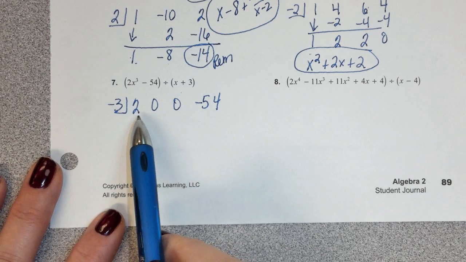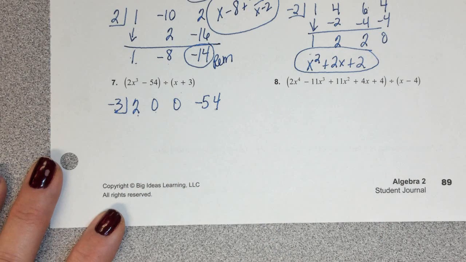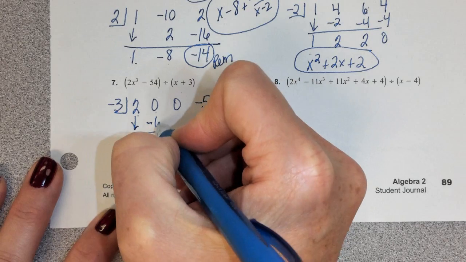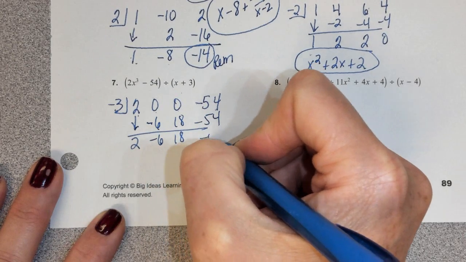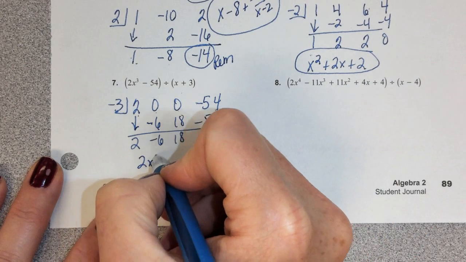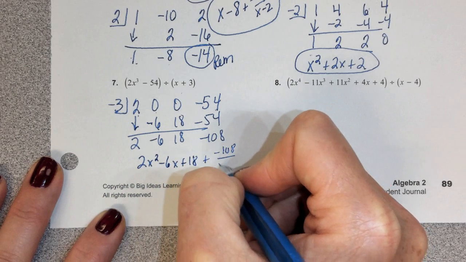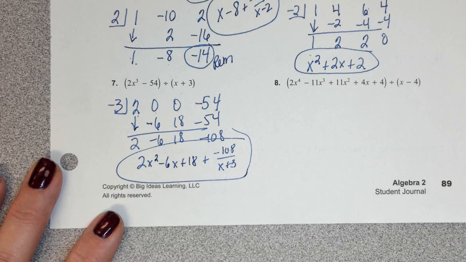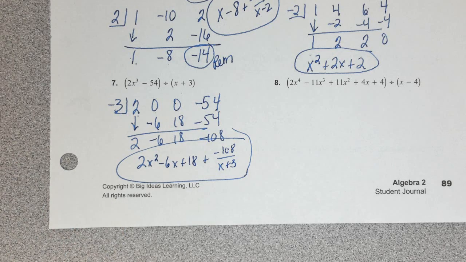See how it goes? 2x to the third, 0x to the second, 0x, and then minus 54. I'll do it real quick. You don't have to copy it. Just watch. 2, that's going to be negative 6. That's negative 6. That's 18. That's 18. That's negative 54. That's negative 108. It's going to be 2x squared minus 6x plus 18 plus negative 108 over x plus 3. That's how quick I'd like you to get to where you can do it just like that. Okay? All right, you guys try this number 8 then on your own. How are you going to do it?